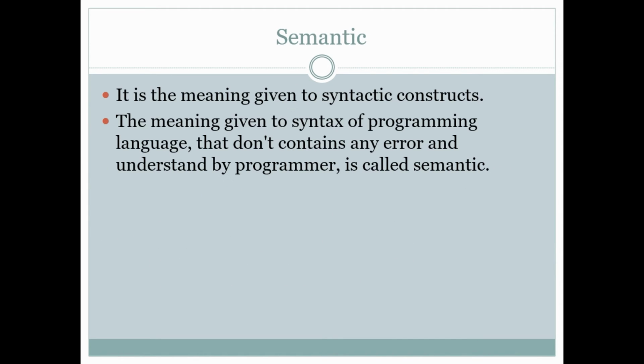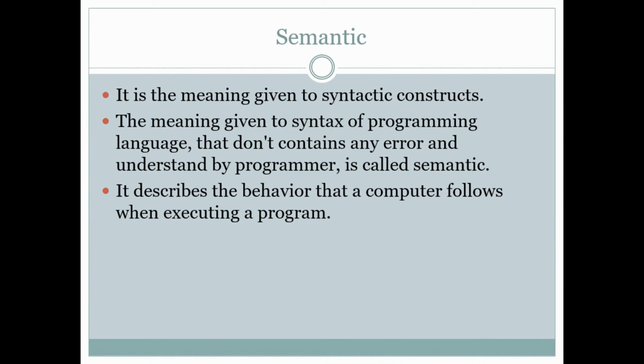Now, semantics. Just like in English sentences, if the grammatical structure is right but it fails to give the correct meaning, then it causes an error. For example, "a boy can give birth". The grammatical structure is correct, but the meaning is incorrect. So just like in computer programming, the syntax may be correct, but the meaning may go wrong.